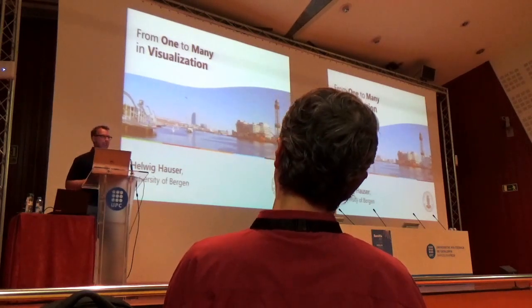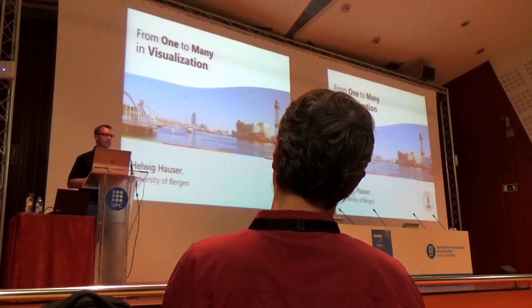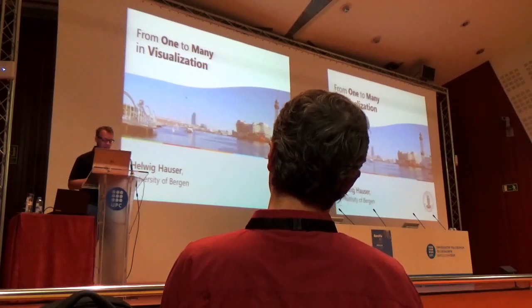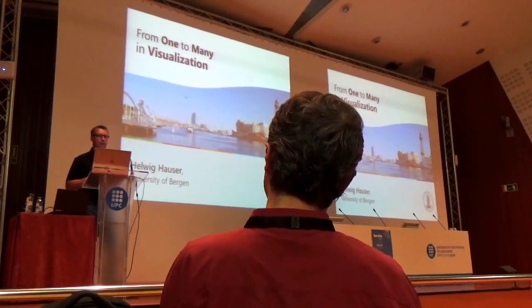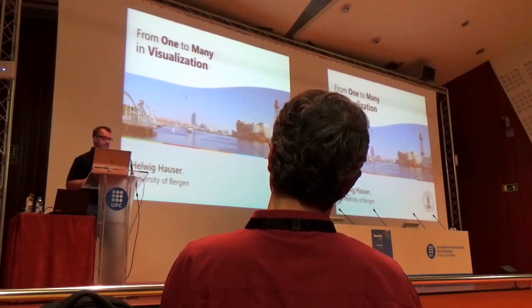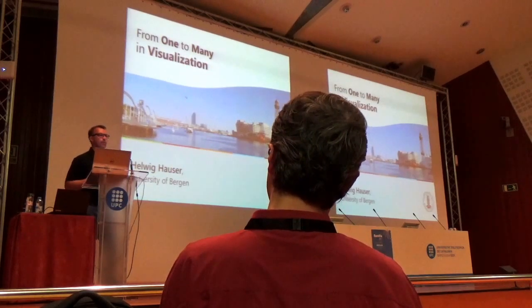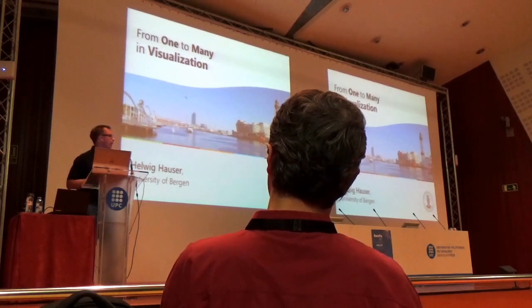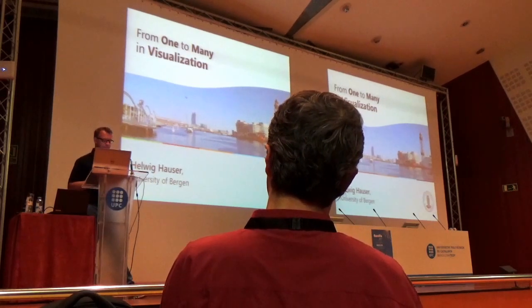So we will hear how we went from one to many in his visualization work as well. And everything started with one diploma he actually got at the TU Vienna in 1995. And then it went to many papers with many citations. So Helwig is one of the most cited scientists in our community with more than 8,000 citations actually.